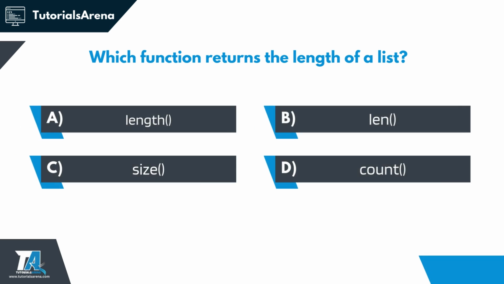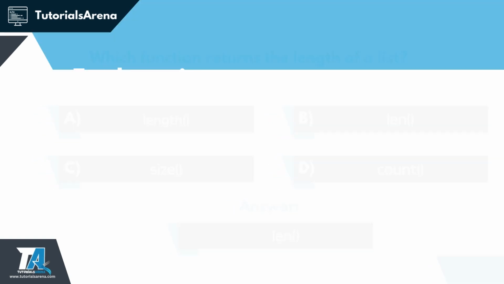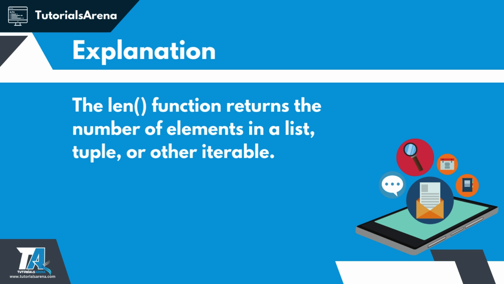Which function returns the length of a list? The correct option is option B, len. The len function returns the number of elements in a list, tuple, or other iterable.